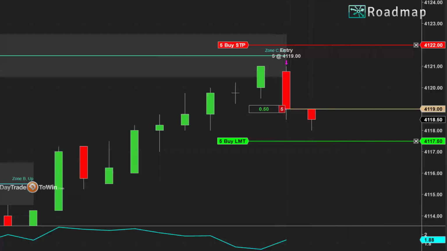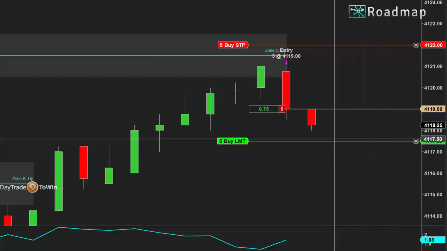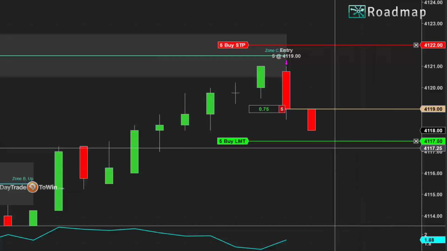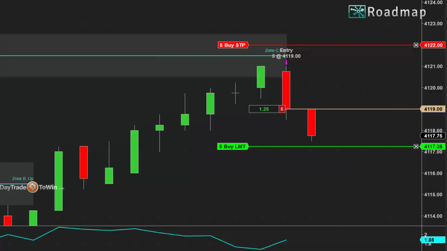Very simple. Look at the ATR. Actually, I have it at 6 ticks. I should make it just an extra tick here. There we go. Okay. 1.88. I'm going for 7 ticks.